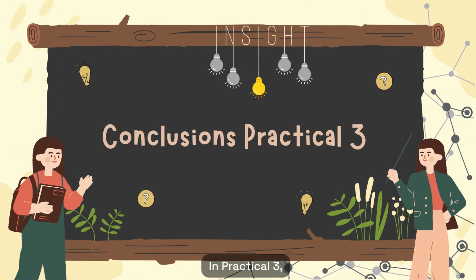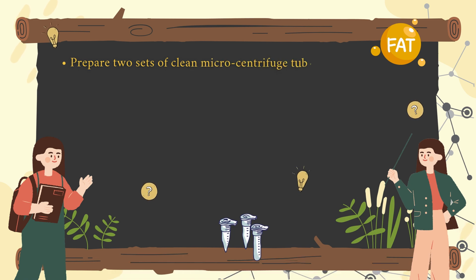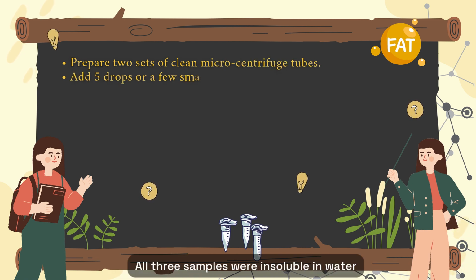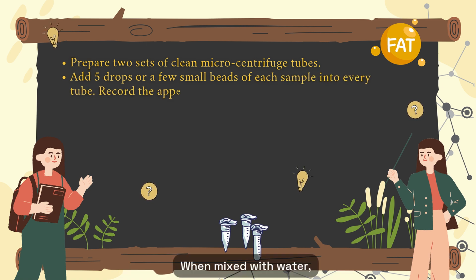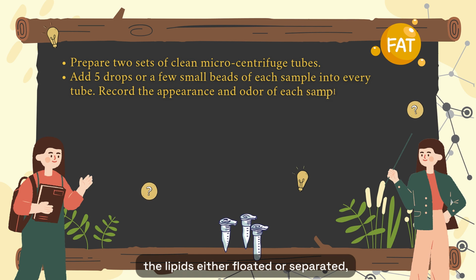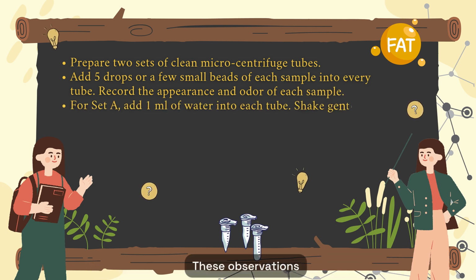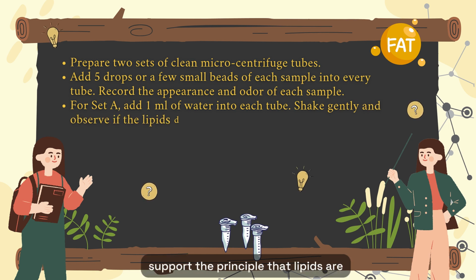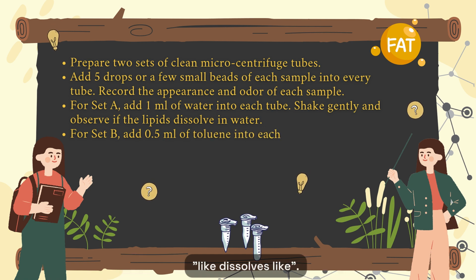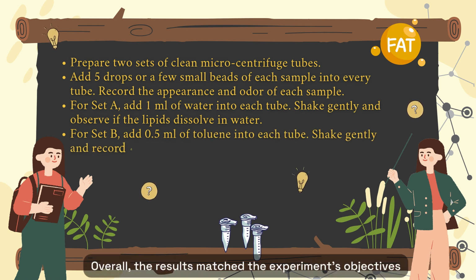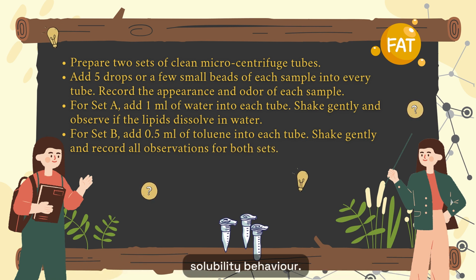In Practical 3, we examined the physical properties of shortening, ghee, and olive oil. All 3 samples were insoluble in water but dissolved in toluene, a non-polar solvent. When mixed with water, the lipids either floated or separated, while in toluene, they formed clear or uniform mixtures. These observations support the principle that lipids are non-polar substances and follow the rule of like dissolves like. Overall, the results match the experiment's objectives and clearly demonstrated typical lipid solubility behavior.